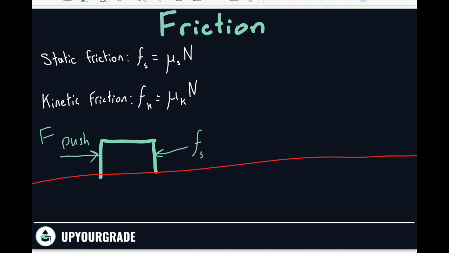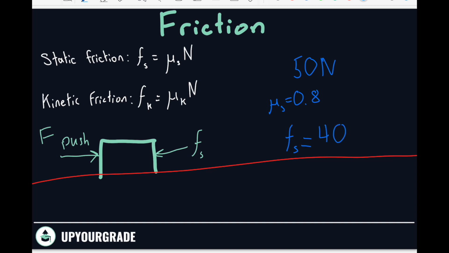Let's say that this box weighs 50 newtons. And the coefficient of static friction of this surface is 0.8. This means that the maximum force of static friction is going to be equal to 50 multiplied by 0.8, or 40 newtons. So we see that the maximum force of static friction is equal to 40 newtons.